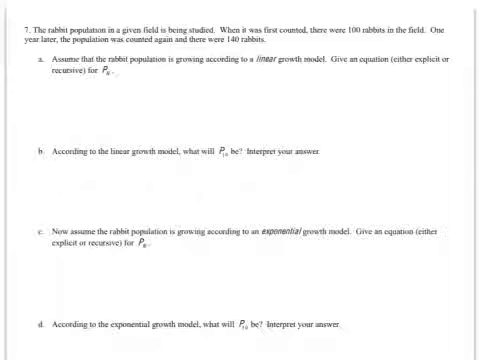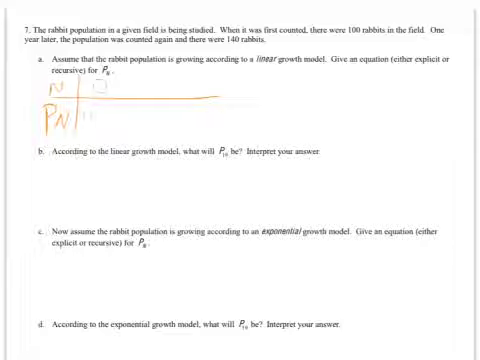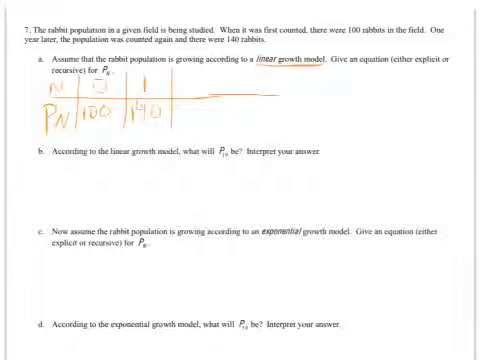So if I made a little table, n and p sub n, at time 0 we had 100 rabbits, year 1 we had 140 rabbits, and because I know that this is linear, because it's given in the question, I know that I am growing by adding the same amount each year. So my next set of rabbits would be 180, and then 220, etc.